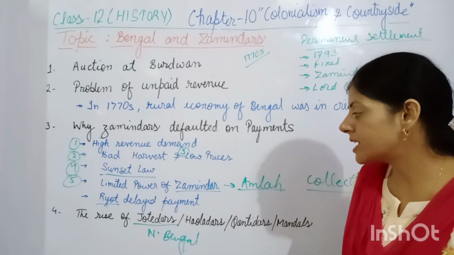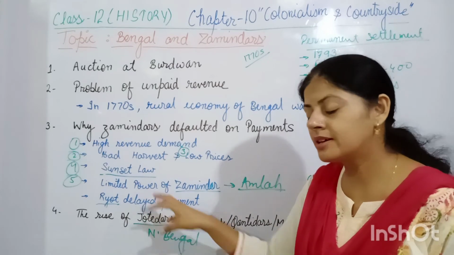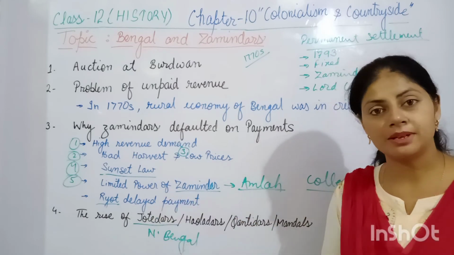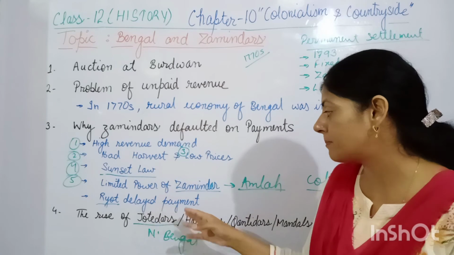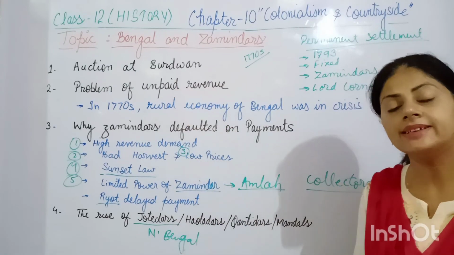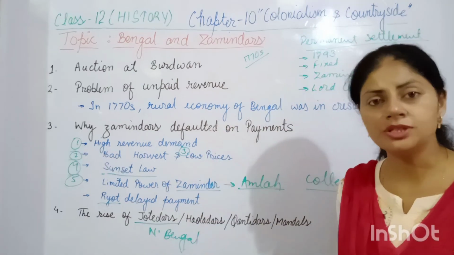So sometimes, because of the influence of the Jotedar, many other small peasants also refused to make the payment to the zamindar. Because of the delay in payment, the zamindar couldn't pay the revenue to the Britishers and his land was auctioned. So this is all about it.